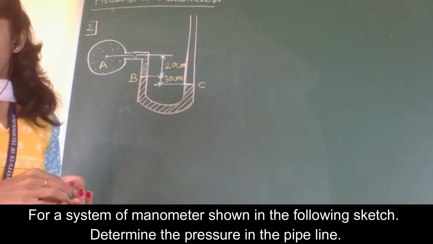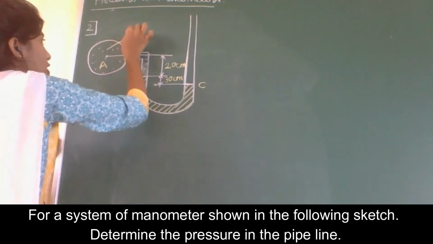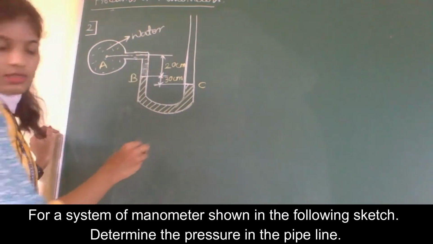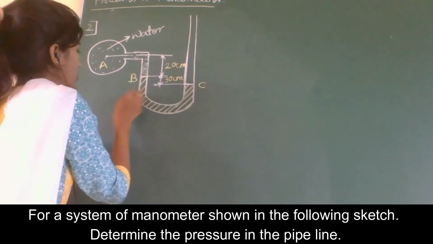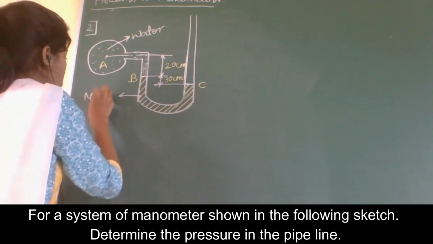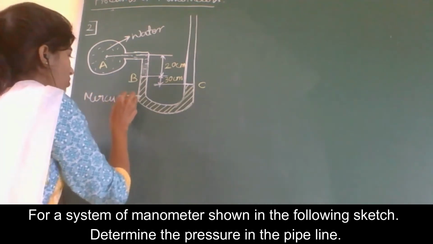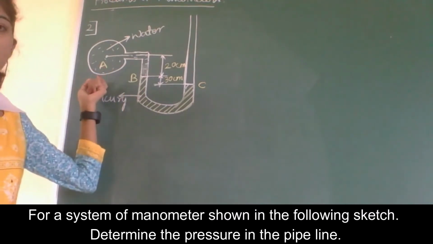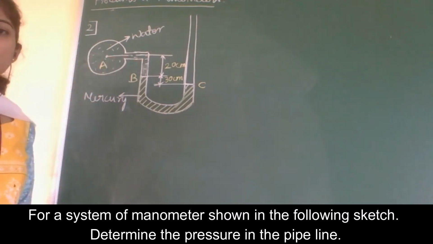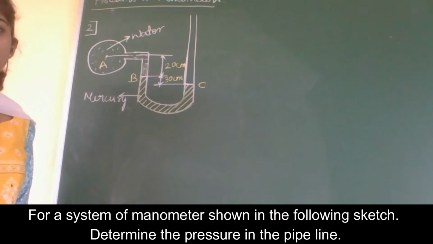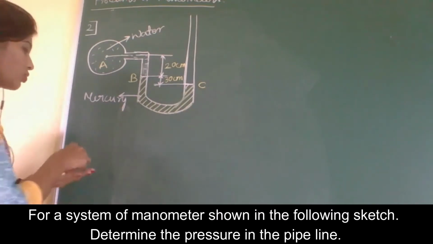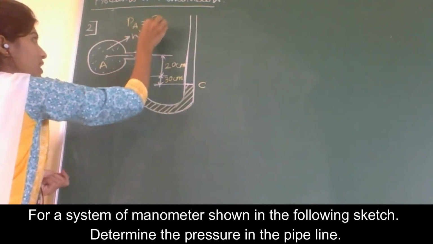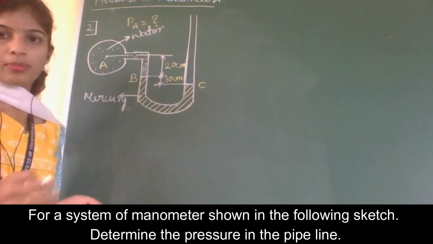Okay, and this they have mentioned as water and this as mercury. So for the given figure, you have to calculate what is the pressure inside the pipeline. So that is the question. You have to calculate the pressure inside the pipeline, PA.